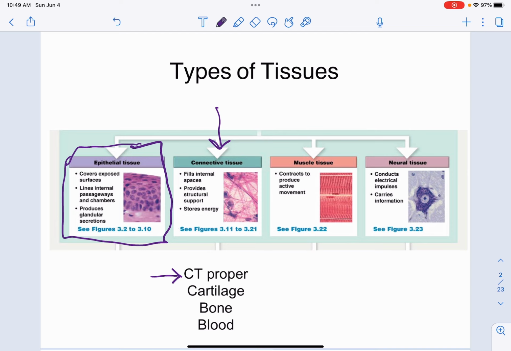And there are many roles for connective tissue throughout the body. There are a few of them listed here. So connective tissue fills internal spaces, provides structural support, and also has the ability to store energy. Most connective tissue has a very diverse set of functions and also a very diverse morphology, meaning the way it looks, the form or the shape of it. So connective tissue can be a solid, it can be a liquid, and it can be somewhere in between.